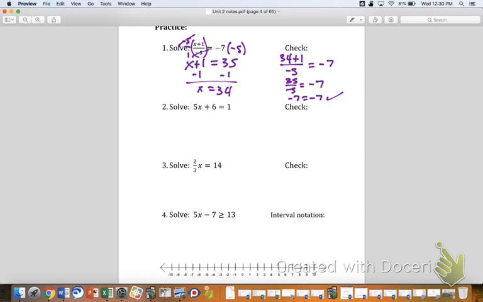Okay, then number 2, 5x plus 6 is equal to 1. I've got to get rid of the 5 and the 6, right? Any suggestions? Which one do I get rid of first? The 6. And how would I get rid of that plus 6? If I subtract 6 from both sides, I get 5x equals -5. And then what do I do? Divide both sides by 5. And so I get x is equal to -1. If I check, I've got 5 times -1 plus 6 equals 1. I'm just plugging back in to check. This is -5 plus 6, and that is 1. 1 equals 1. It does check just fine.